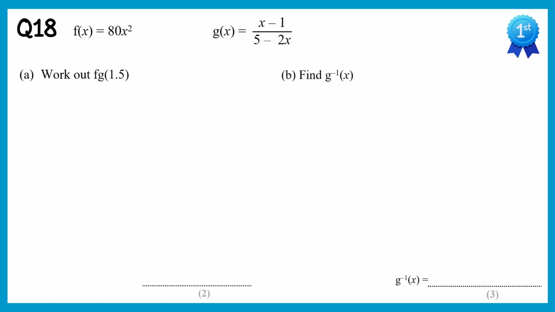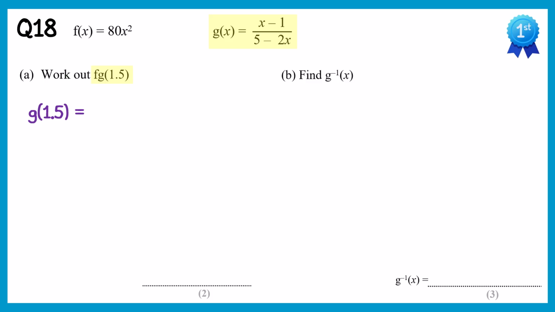In the first part of this question, we need to work out fg of 1.5. This is a composite function, and to work it out, we can do g of 1.5 first, and then whatever we get from that, we put into the f function. So let's start with g of 1.5. To do this, we just substitute 1.5 into this function here.